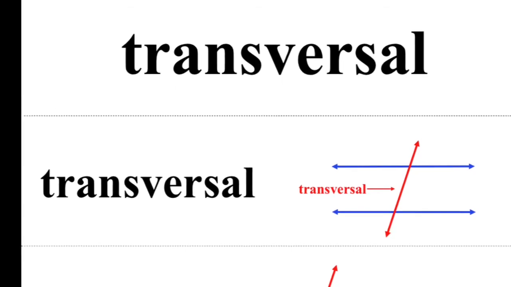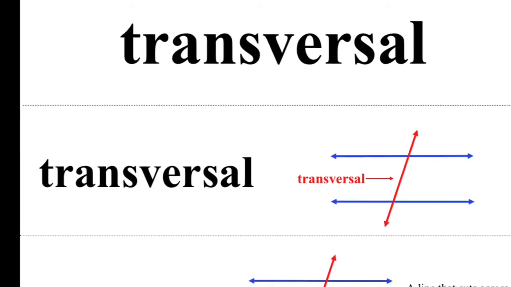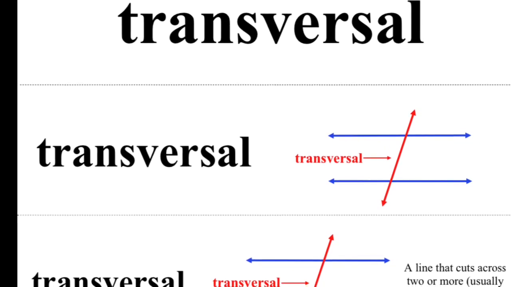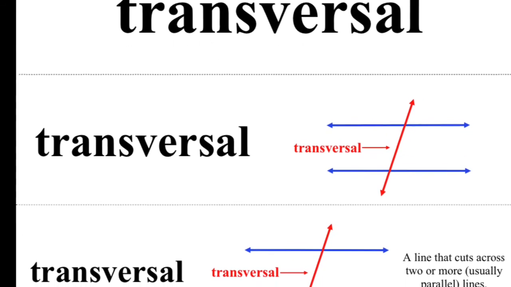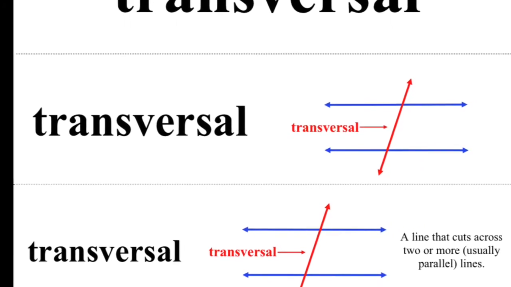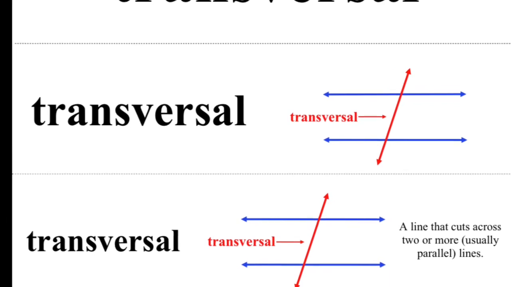A transversal is a line that cuts through two other lines. If the transversal cuts through parallel lines, that's when you would get alternate interior angles or alternate exterior angles, and you see a lot of congruent angles happening.